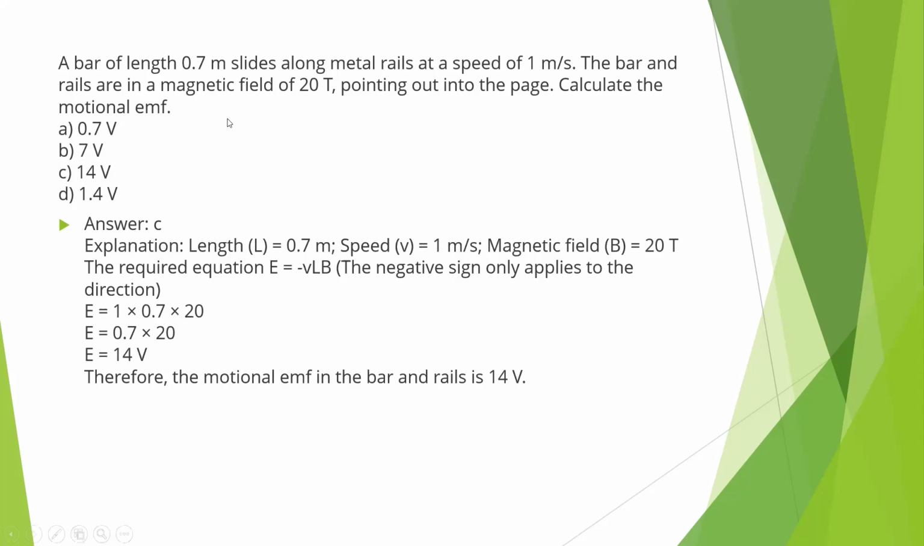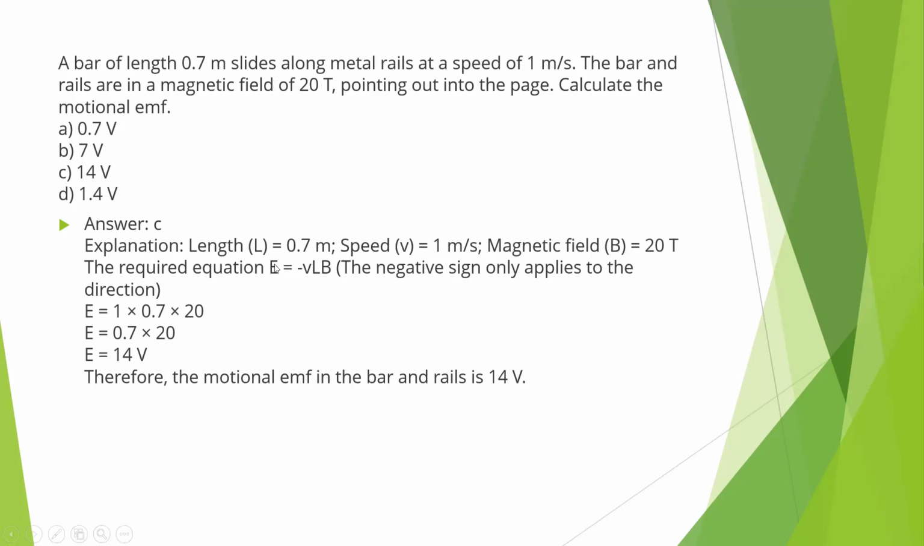Next one. A bar of length 0.7 meter slides along metal rails at a speed of 1 meter per second. The bar and the rails are in a magnetic field of 20 Tesla, pointing into the page. Calculate the motional EMF. So what are the variables they have given? Bar length is 0.7 meter, speed is 1 meter per second, and the magnetic field B is equal to 20 Tesla.